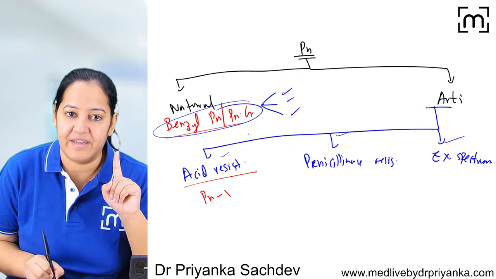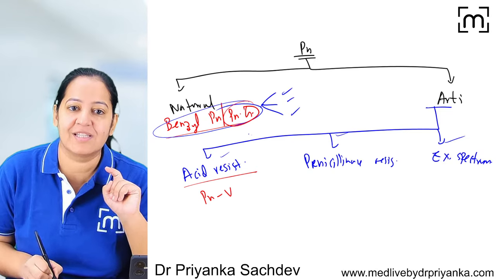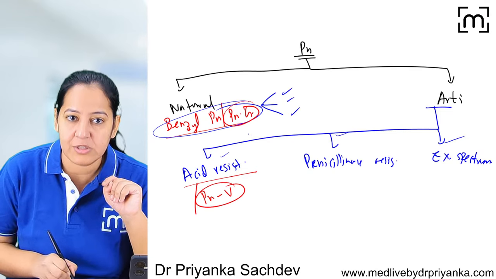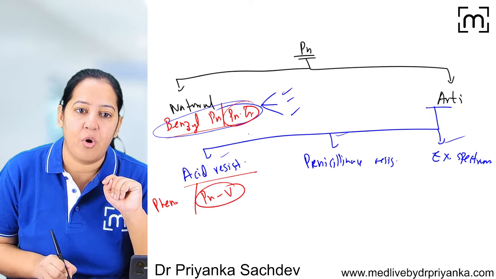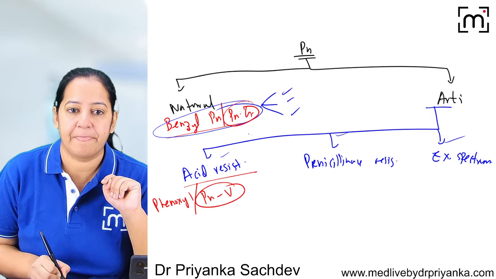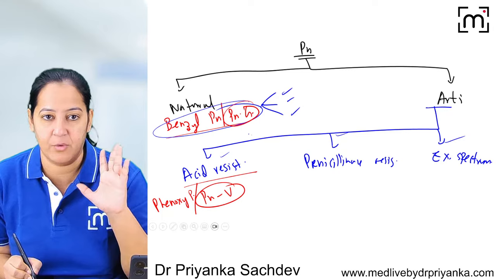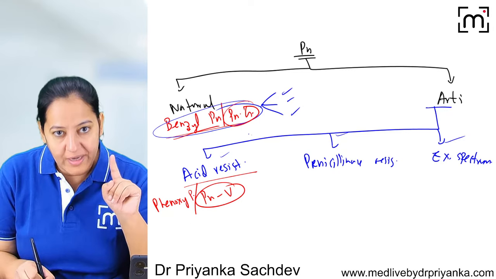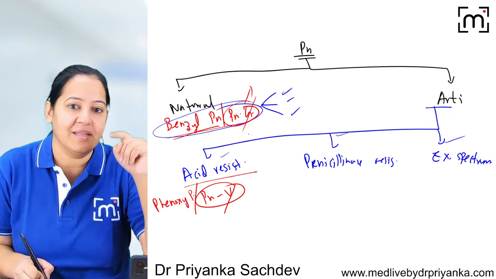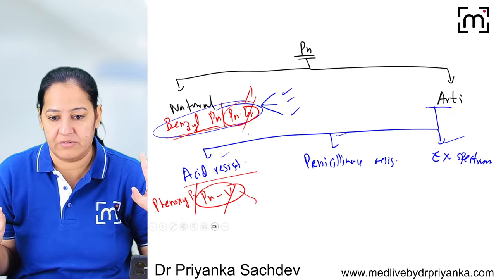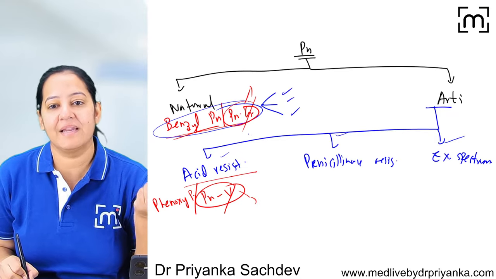So here acid resistant is only one. It is penicillin V. This was penicillin G. This is penicillin V, also known as phenoxy penicillin. This was benzyl penicillin. The only difference between G and V is that this is acid labile and this is acid stable. The rest is the same in both of them.